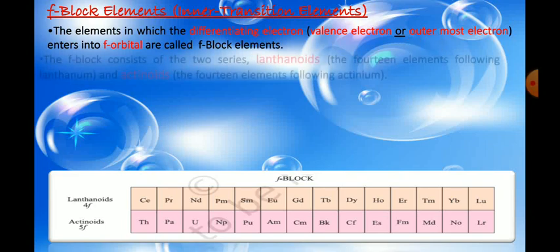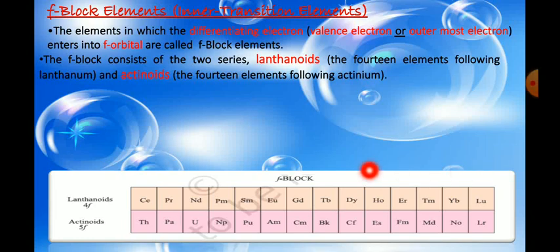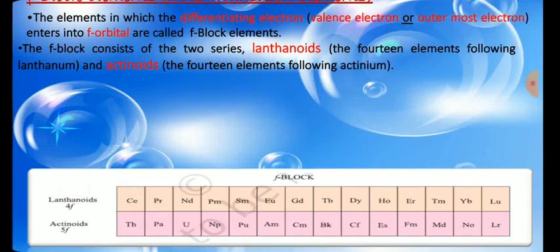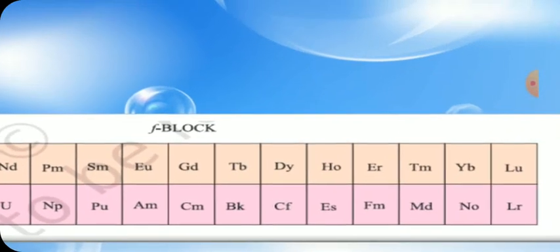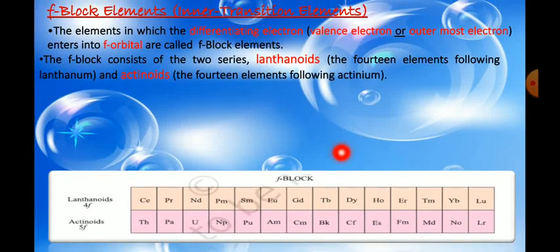F orbital here. Can you see two rows are there? This F block consists of two rows. These are called lanthanoids. These are 14 elements after lanthanum, cerium to lutetium. The 14 elements are called lanthanoids, and the 14 elements from thorium to the last one, Lr, lawrencium, are called actinoids. So 14 plus 14, total 28 elements are there.